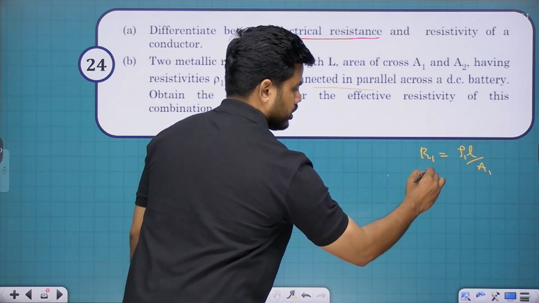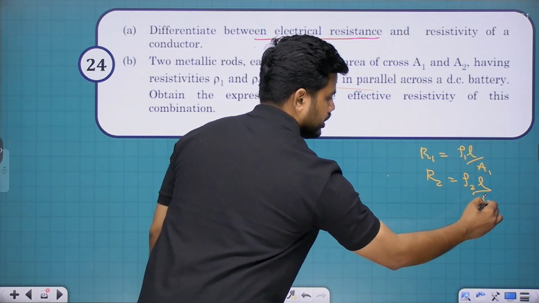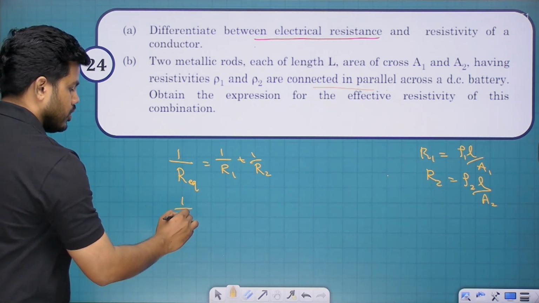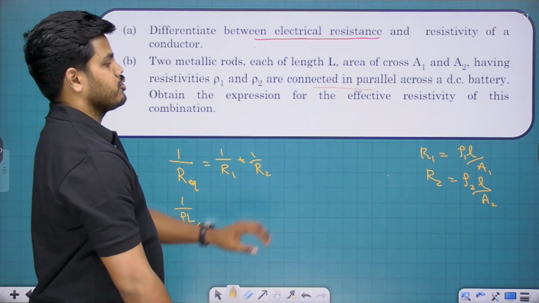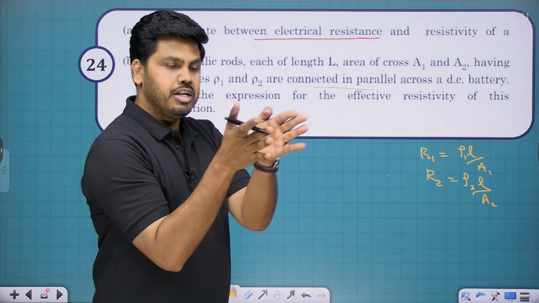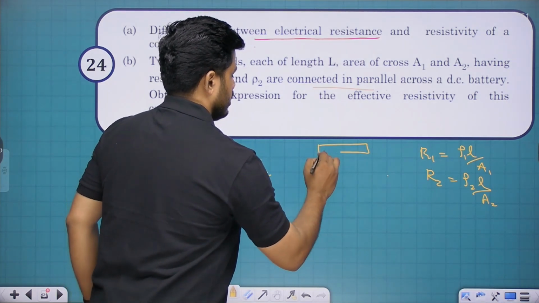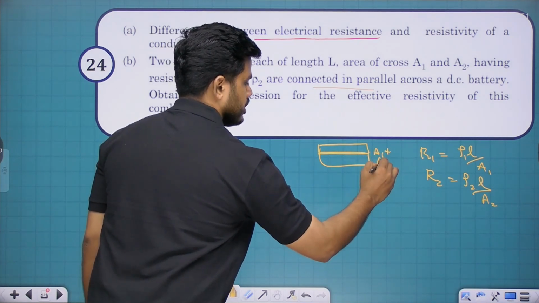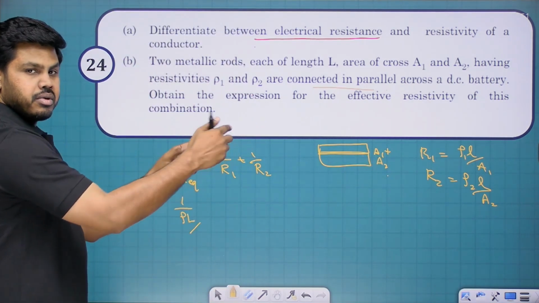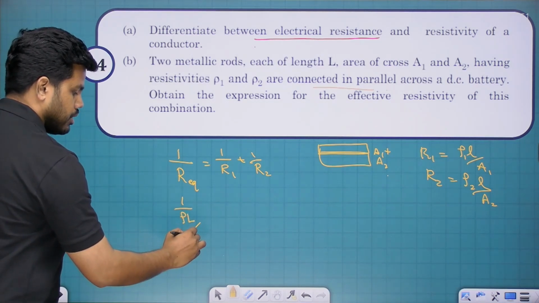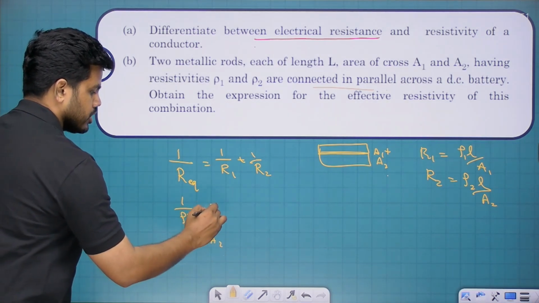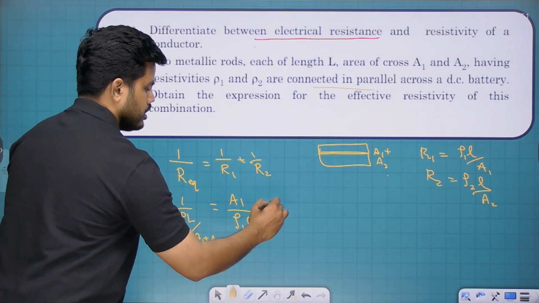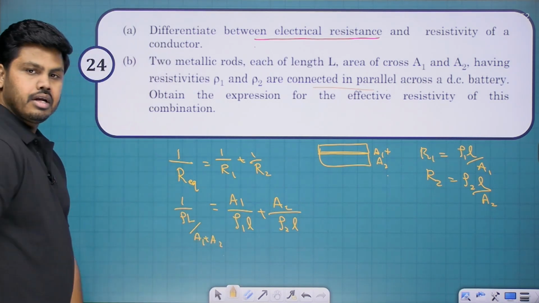See, L remains the same for all. R2 is equal to ρ2 L by A2. So if you substitute, 1 by R equivalent is going to be rho L by what will be the area of cross section. When you connect them in parallel, we can imagine both of them are put side by side. So total area is going to be A1 plus A2, correct? So length remains the same. Area will be doubled. So we can say rho L by A1 plus A2 is equal to 1 by R1, which is A1 by ρ1 L plus A2 by ρ2 L, right? That is what we get.